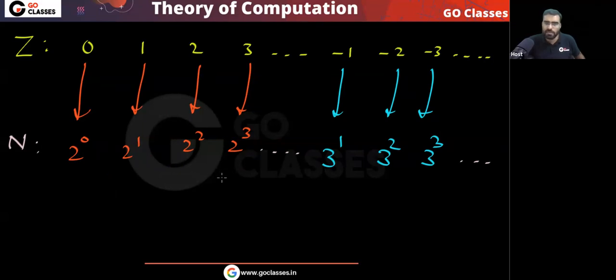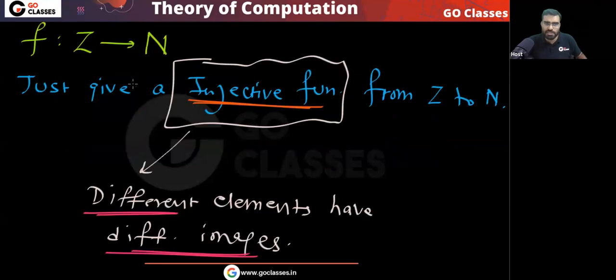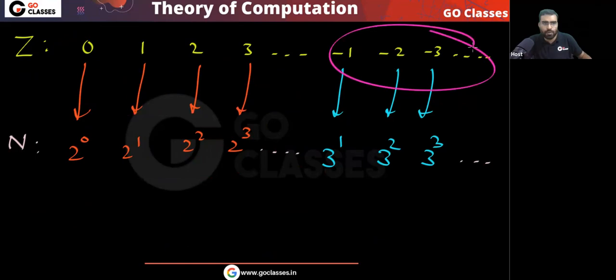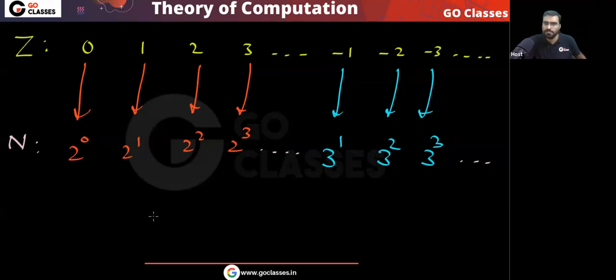See what I have done. Very simple. I just want to create an injective function from Z to N. Don't think too much. Injective function means different elements, different images. So this is your set of integers. These numbers you can map to powers of 2, and these numbers to powers of 3. Are any two images the same or not?